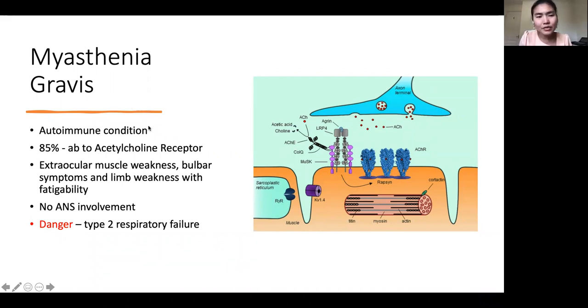But in myasthenia gravis, in 85% of cases, there will be an antibody that binds to this acetylcholine receptor. And the message cannot go through this neuromuscular junction to the muscle. That's why the patient has weakness. So the patient has fatigable weakness. Of course, it's the same. To be honest, it's the same physiological process, isn't it?